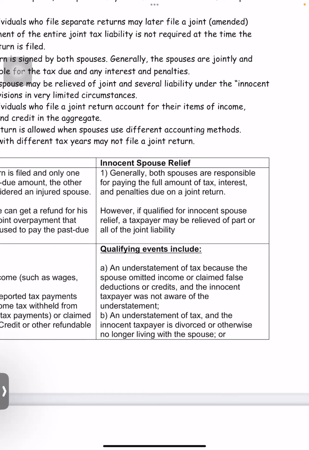Taking the same example, the husband is working, the wife is not working, not earning anything at all, no wages, no interest, no income, but she is just filing a joint return with her husband. So the taxpayer who is actually earning is the only one liable to pay the tax. If he is not paying the tax, he alone should be made liable for interest, penalties, and everything. Both persons should not be made liable because of only one person's income. That is innocent spouse relief.